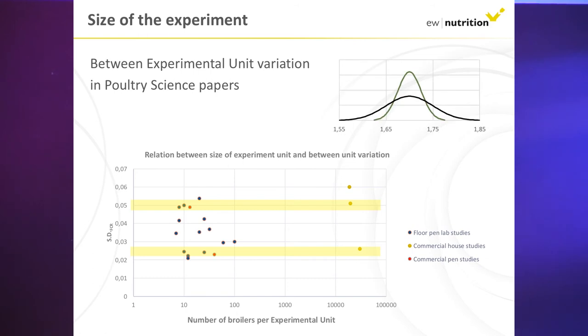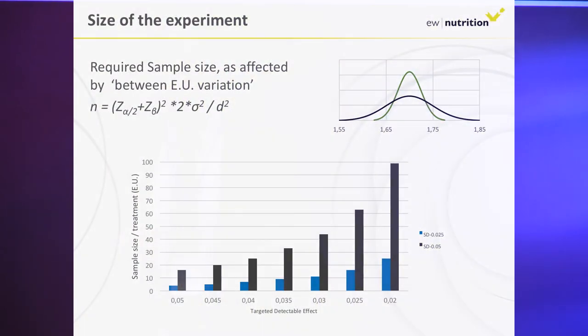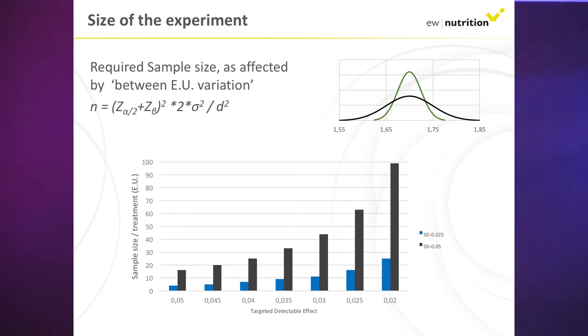So how does this translate into the required sample size, the required size of an experiment? Here we have these same two distributions in the top right. If I use these with this simple equation to calculate the number of replications, you will see, looking at the black bars, that if the variation is that high, you're going to need a considerable amount of replications to detect the 2 to 3 points that we typically target in broiler production. But if the standard deviation is half of that, which corresponds with the blue dots, the number of samples that you need is reduced by a factor four.